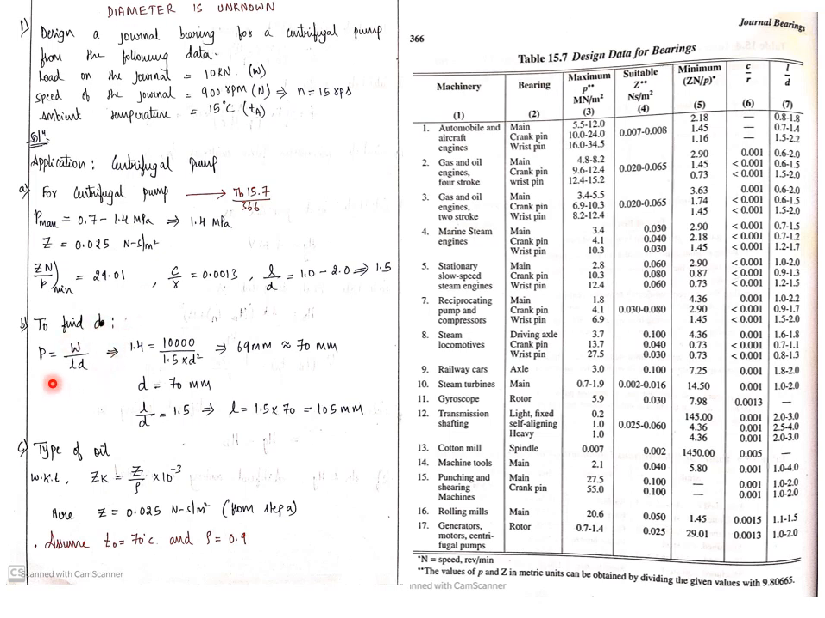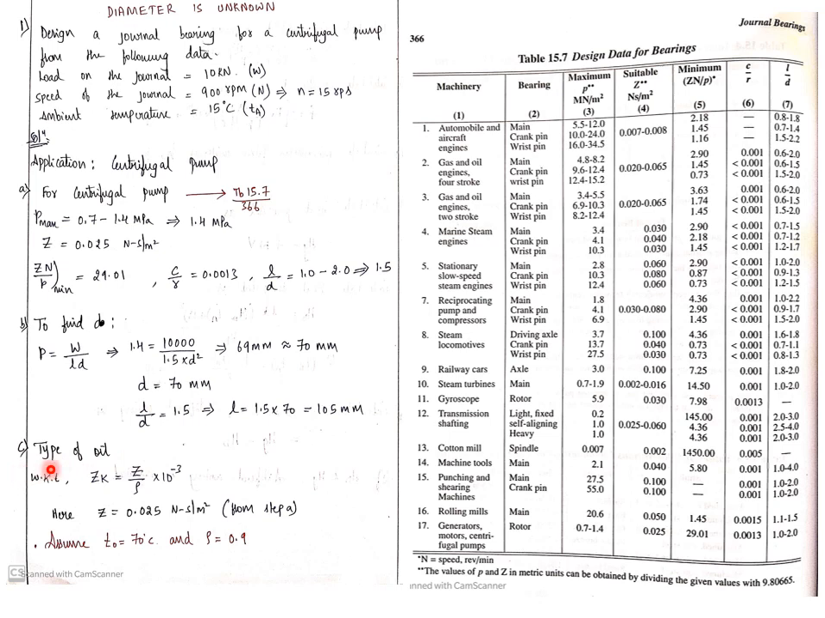How to find the diameter? The pressure is known, the radial load is known, and L is known. L by D we have taken as 1.5, so L is nothing but 1.5 into D. If you substitute here, we will get 1.5 into D square. Simultaneously, if you find the value of D, we will get 70 mm. Once you get the value of diameter, if you cross-check with the L by D value, you get the L value as 105 mm.